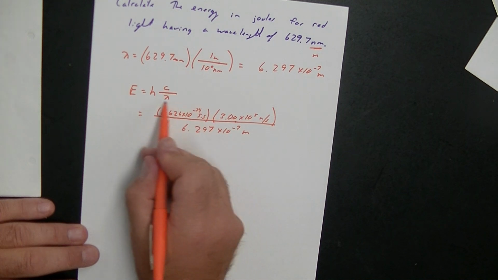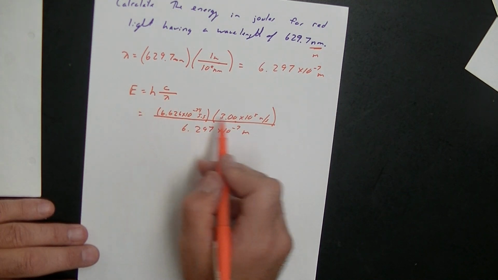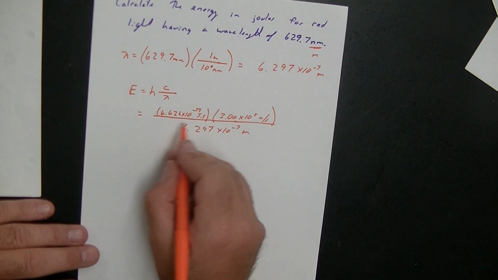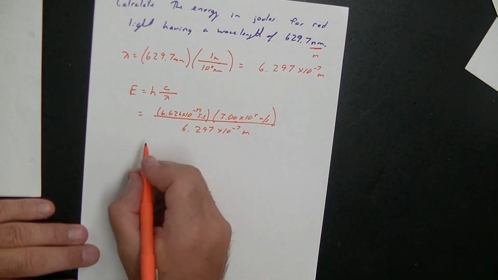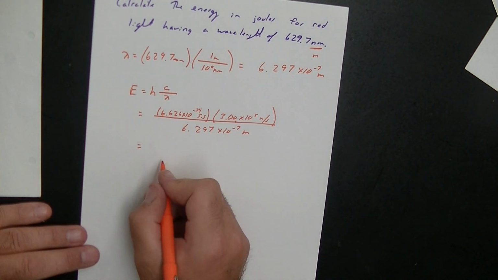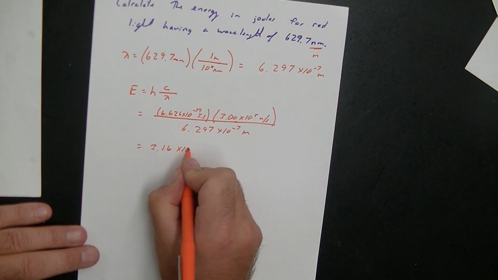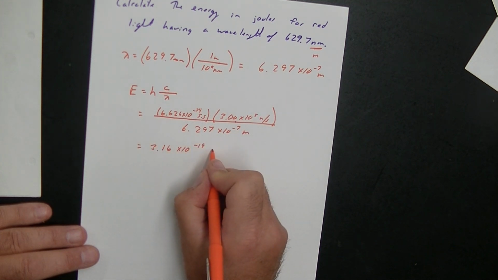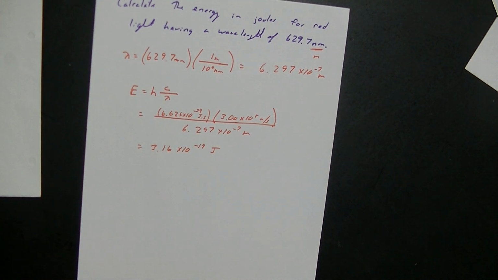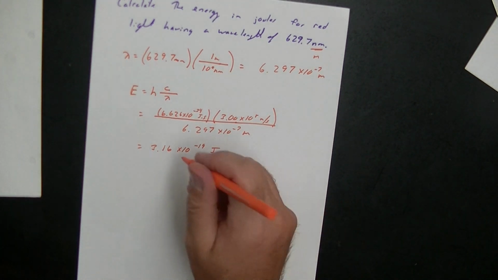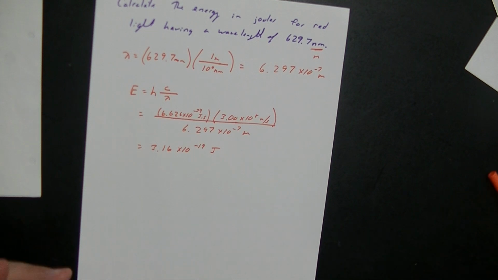That's this number. This is Planck's constant, that's my h. Here's my speed of light. When I multiply these together and divide, I get 3.16 times 10 to the minus 19th joules. Okay, so this is my energy. Now, what is that energy of?